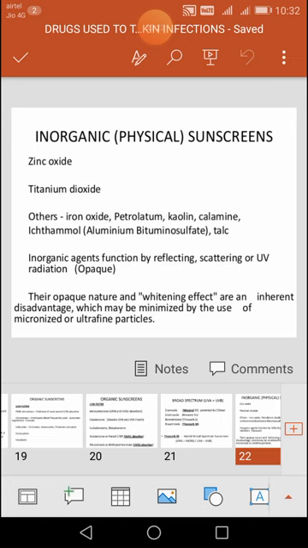Okay, they either reflect the radiation or scatter it. So it prevents the radiation from reaching the skin directly, and it forms an opaque layer. Their opaque nature and whitening effect are an inherent disadvantage, which may be minimized by the use of micronized or ultrafine particles.